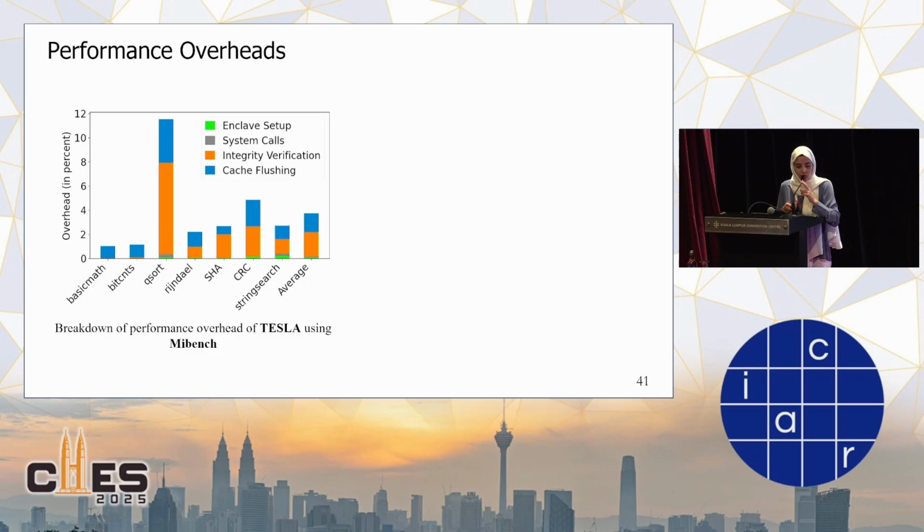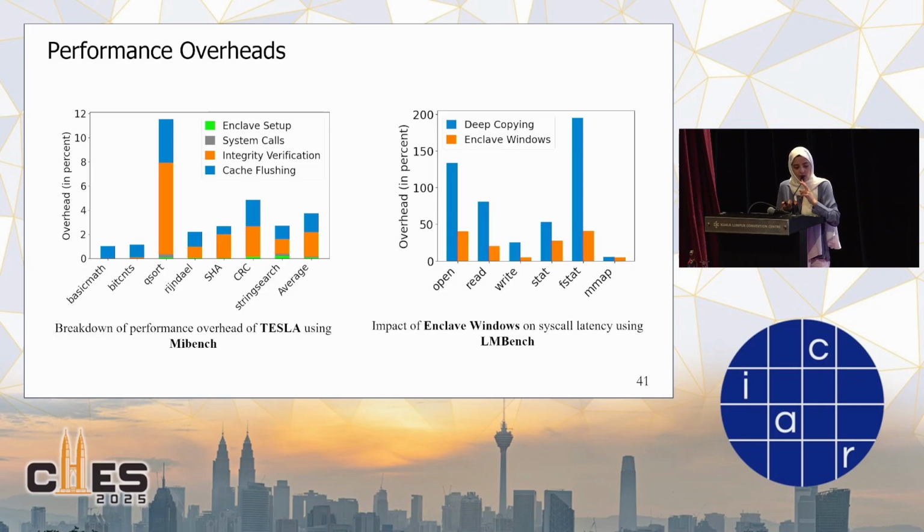secure and correct functioning of the processes. And this cache flushing is also adding quite a bit of overheads. In the future, we can think about some better schemes like cache partitioning or something else to protect the enclave code inside the cache. We also use the LM-Bench micro-benchmarks to evaluate the performance of Tesla in handling system calls. We compare the deep copying and enclave windows approaches, and we saw that for all the system calls, Tesla performs better due to the use of enclave windows.